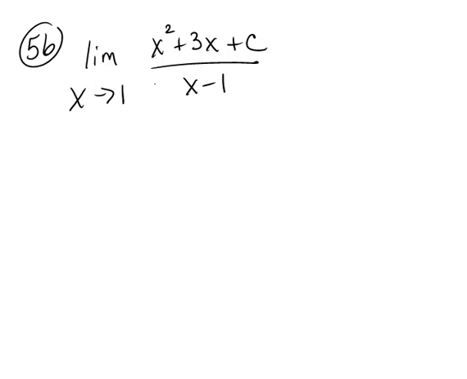Okay, looking at number 56, what you want to do is try and figure out a c value so that x minus 1 is a factor in the numerator. So you know that x minus 1 needs to be one of the factors, and then you're going to have another factor. And when you multiply those together, you get x squared plus 3x plus c.